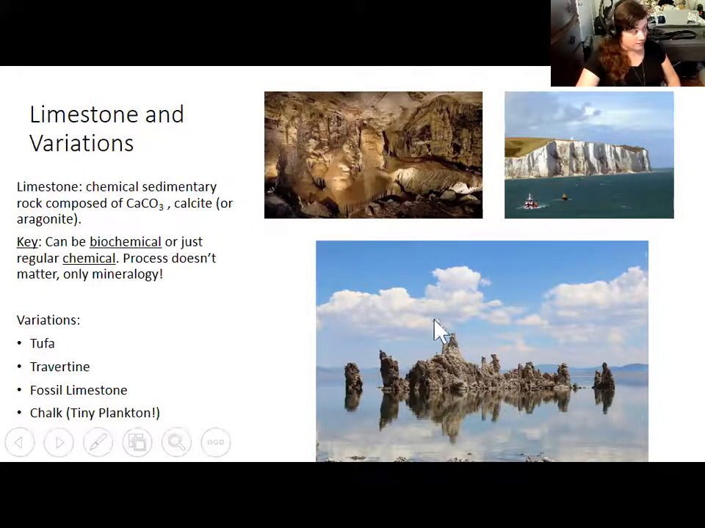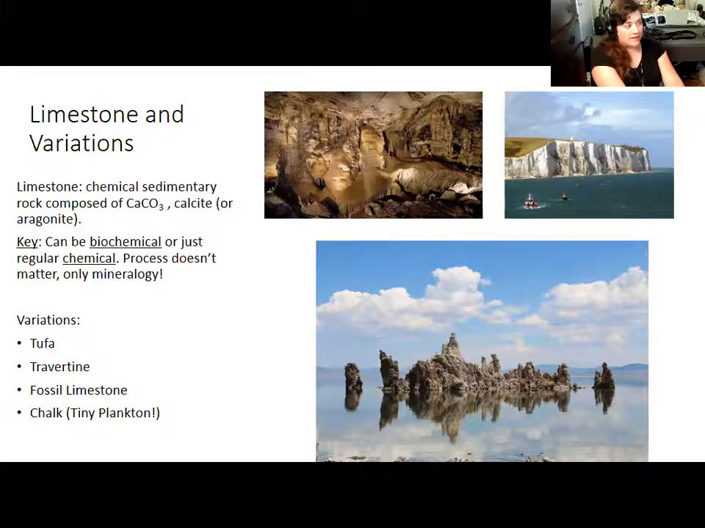Or you have places like Mono Lake where the water levels fluctuate a lot, and if the water drops, that will cause limestone, a specific variety of limestone known as tufa, actually to precipitate out of the water. So the key thing is that limestone is considered limestone. The key thing to remember about chemical sedimentary rocks versus clastic sedimentary rocks is that, as the title indicates, for chemical sedimentary rocks, the chemistry matters.